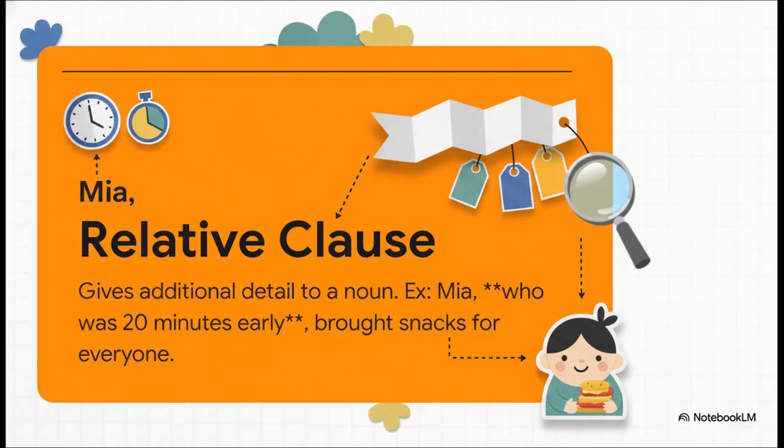Next, we've got the relative clause. I like to think of this as a little tell me more tag that you can stick onto a noun to describe it better. So here, the clause, who was 20 minutes early, gives us a cool extra detail about Mia. The main sentence, Mia brought snacks for everyone, works just fine on its own, but that little clause just makes it better, right?